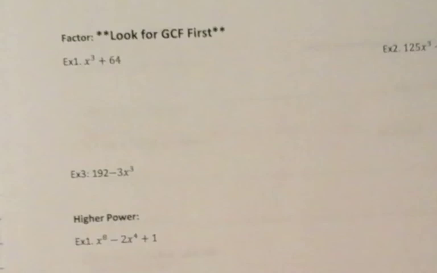Alright, let's take a look at this first one. x cubed plus 64. So what we're going to do is set up our parentheses really quick. Remember, one small, one big. We're taking the sum, so this one's the same. Opposite, always positive. Sure, that's a plus.